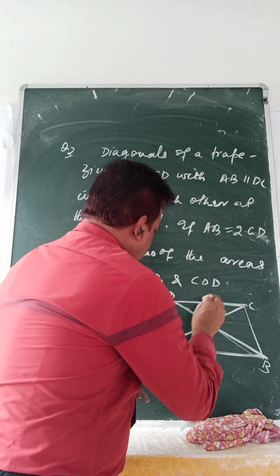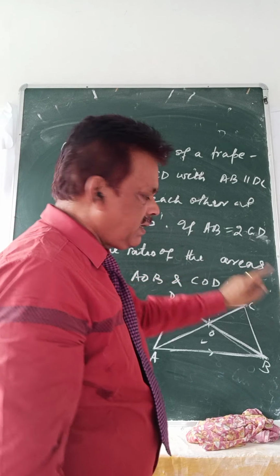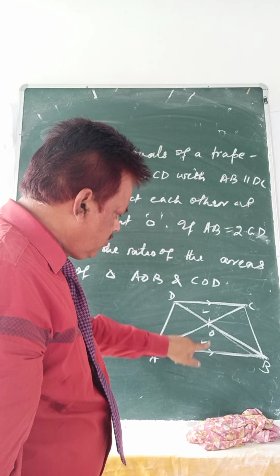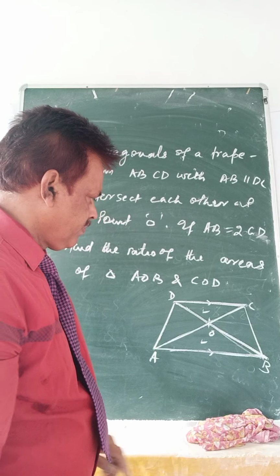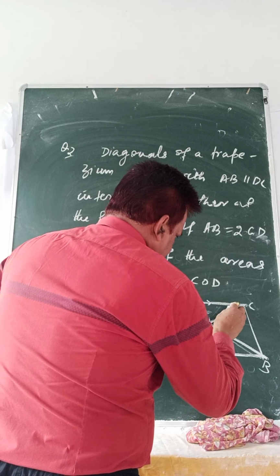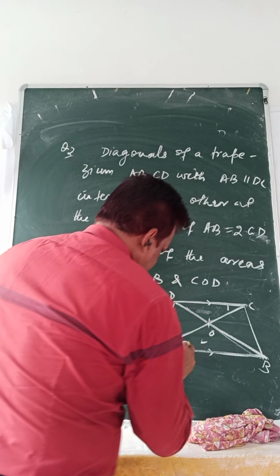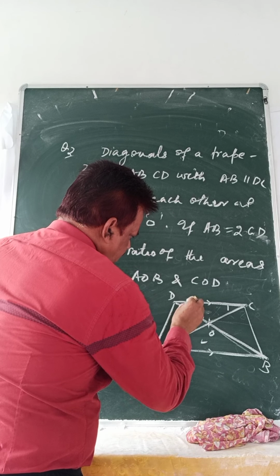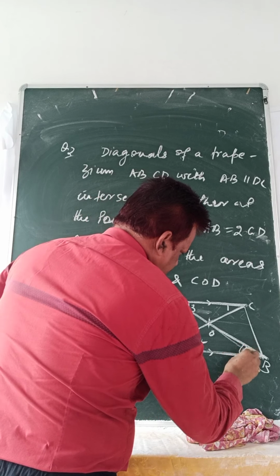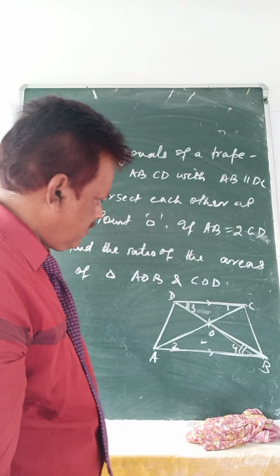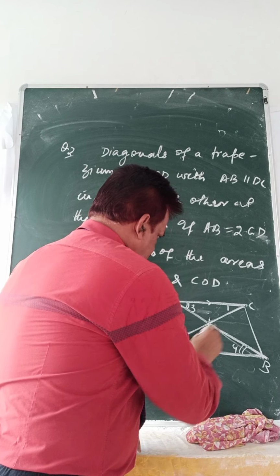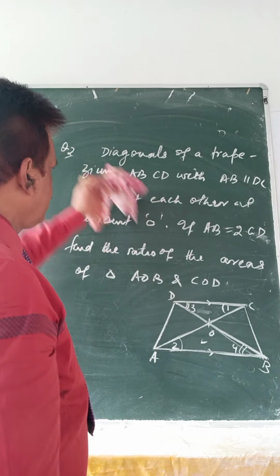COD triangle. So when you find the ratio of the areas, you have to prove these two triangles are similar. So how to prove similar? Look here. This is suppose angle number 1. This is 2. This is angle number 3. This is angle number 4. Okay, 1, 2. Now look, prove.